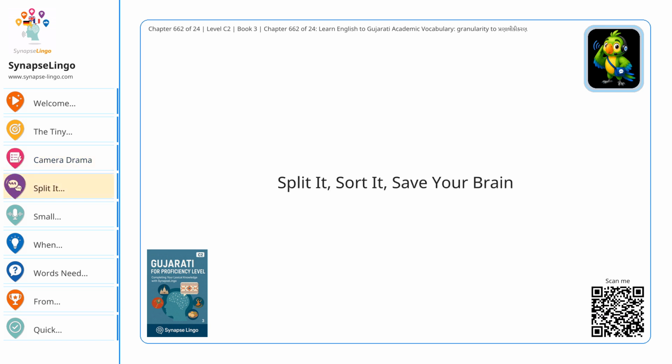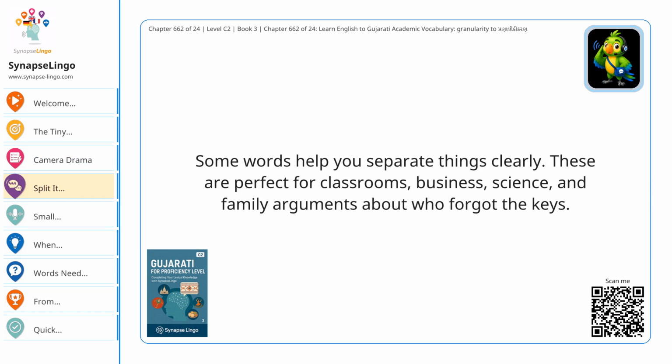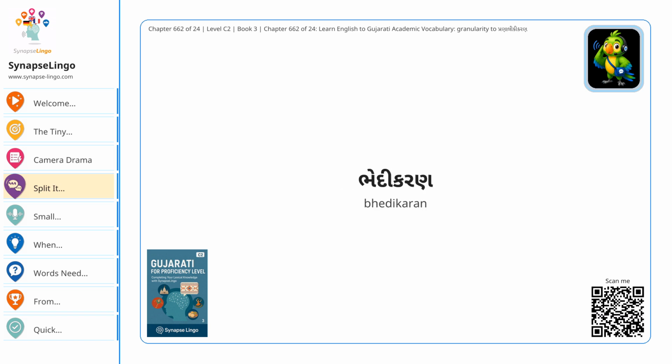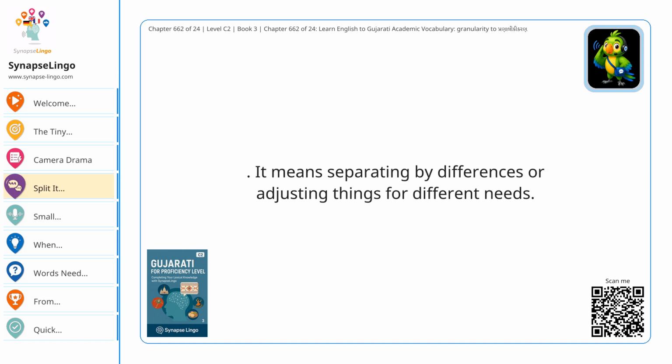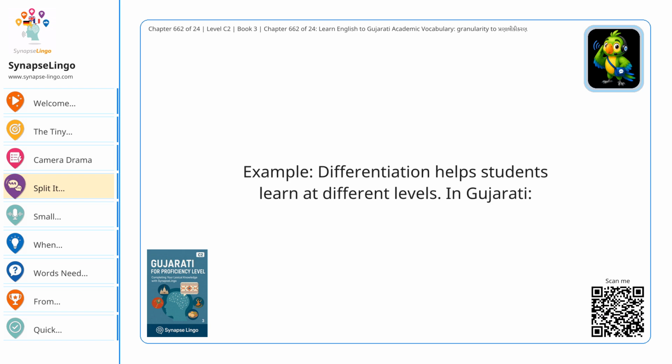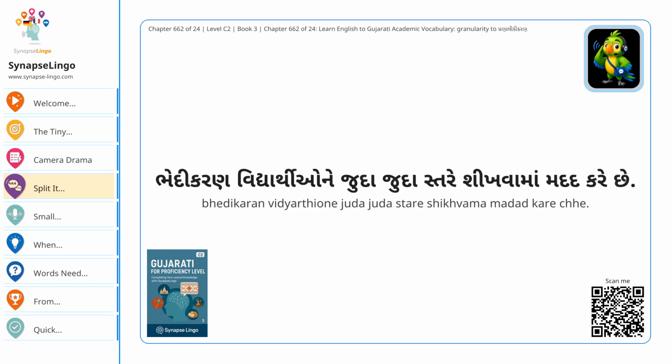Split it, sort it, save your brain. Some words help you separate things clearly. These are perfect for classrooms, business, science, and family arguments about who forgot the keys. Differentiation is ભેદીકરણ. It means separating by differences or adjusting things for different needs. Example: differentiation helps students learn at different levels. In Gujarati: ભેદીકરણ વિદ્યાર્થીઓને જુદા જુદા સ્તરે શીખવામાં મદદ કરે છે.